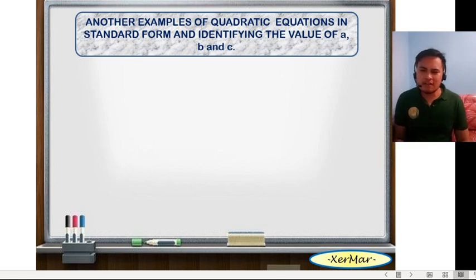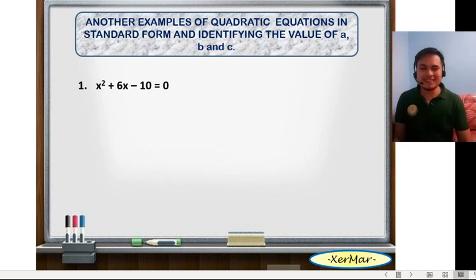So we have another examples of quadratic equations in standard form, and let us identify the value of A, B, and C. Alright. So we have number 1, x squared plus 6x minus 10 equals 0. So, ano nga ba ang value ng A, B, and C? Again, yung A natin ay katabi siya ng x squared. Yung B natin ay katabi ng x. At yung C natin, ito yung number na wala siyang kasamang variable, or the term without a variable. Now, always consider the sign. Palaging i-indicate ang sign. Huwag kalimutan, ha?